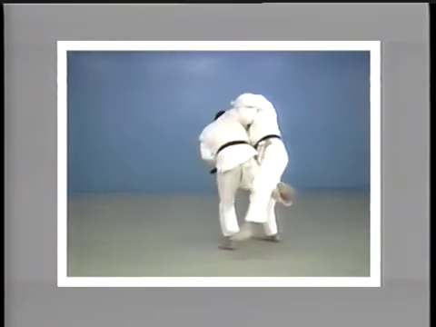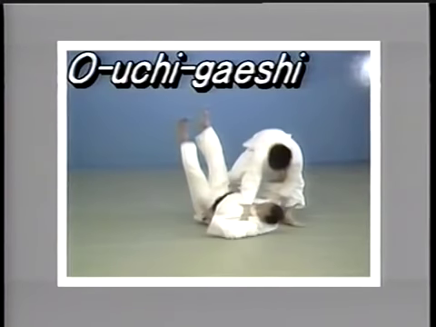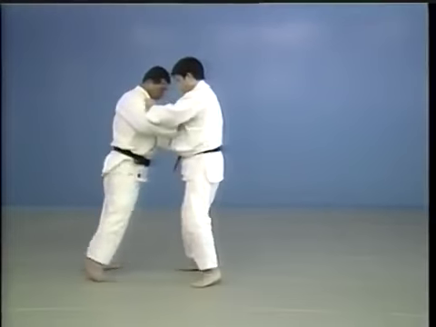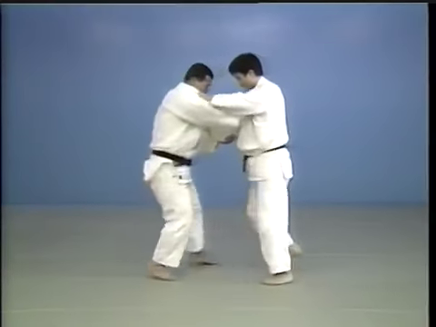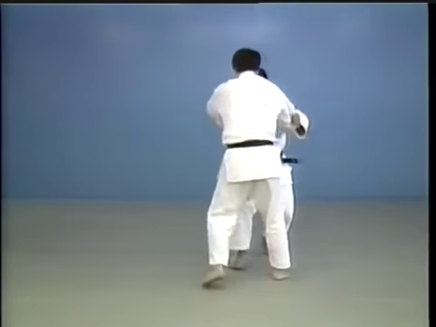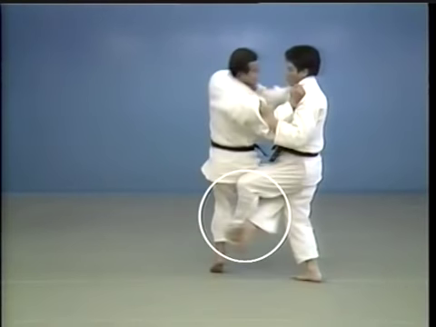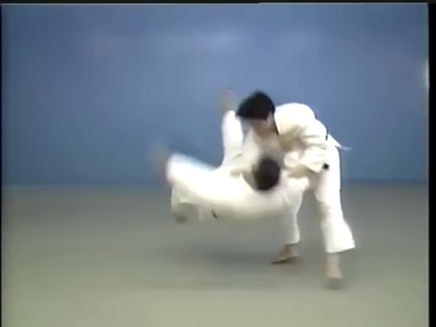O Uchigaeshi. O Uchigaeshi is a technique of countering your opponent's O Uchigari with an O Uchigari of your own. There are two ways of countering. One is to clip the foot that's clipping you, and the other is to clip your opponent's pivotal foot.